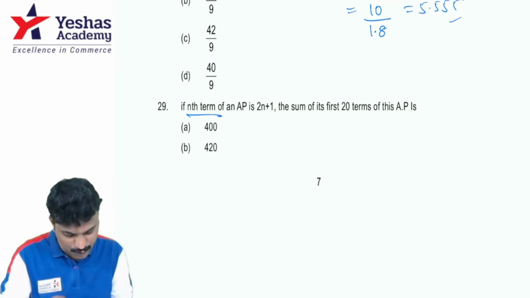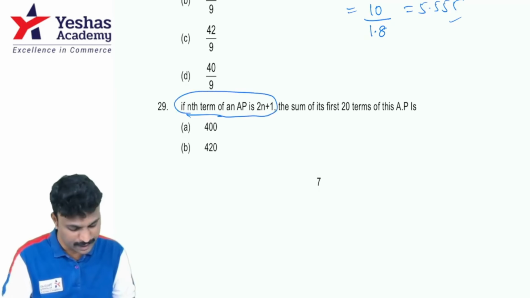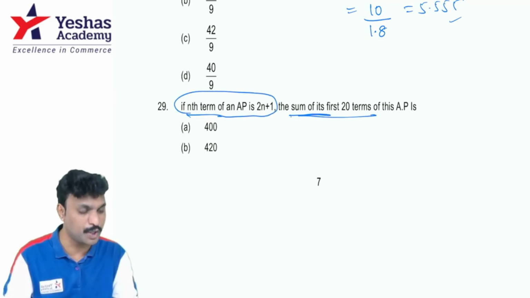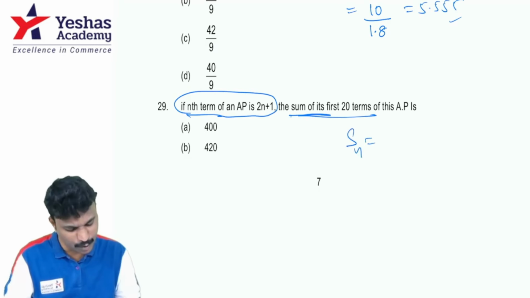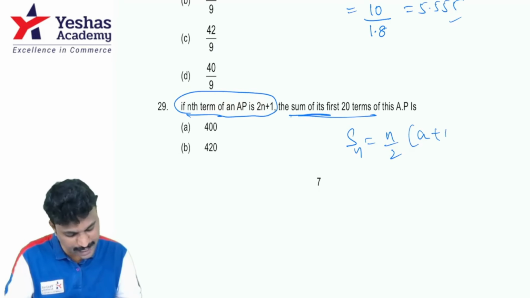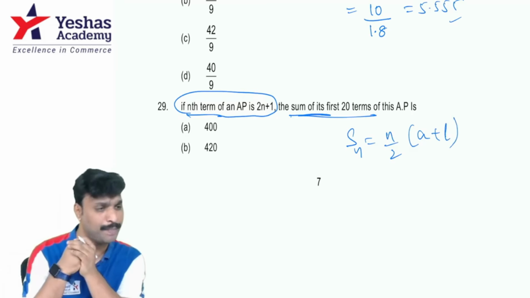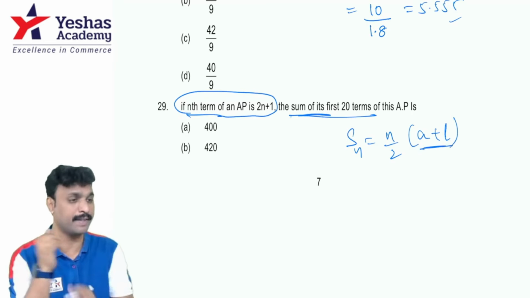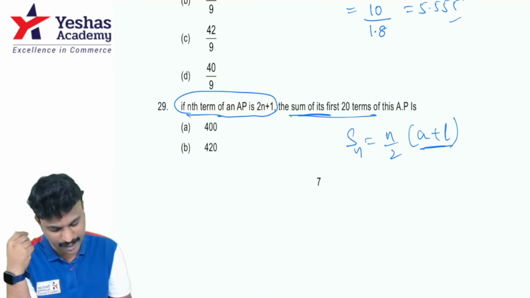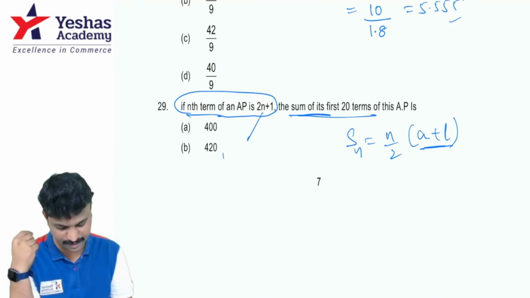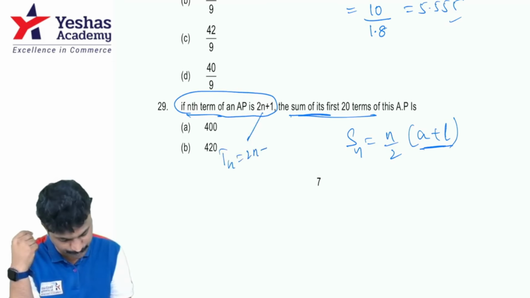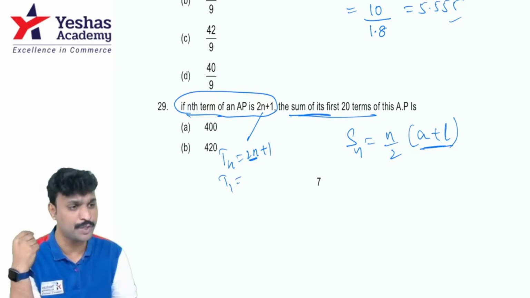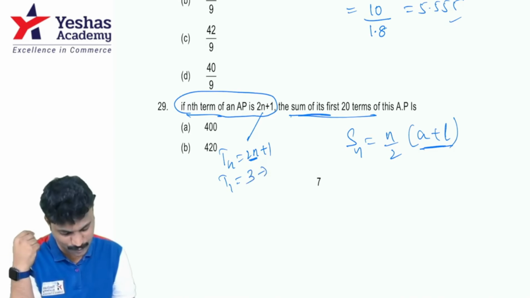Question number 29. The nth term of an AP is 2n plus 1. They're asking us to find the sum of the first 20 terms. Guys, Sn, you know, is n by 2 into a plus l, correct? It is n by 2 into 2a plus n minus 1 into d as well, correct? So this is the best formula. The reason being, I can always find the first term because this is Tn. Tn is 2n plus 1. How do I find the first term? It is T1, right? 2 into 1 is 2, 2 plus 1 is 3. So this is A.